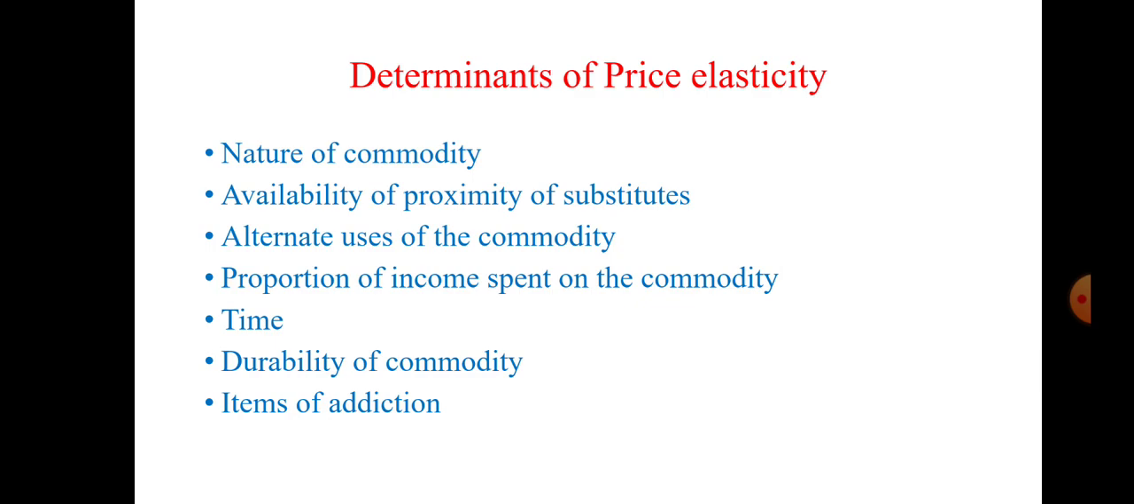And availability or proximity of substitutes: suppose there is a substitute very close to the preferred commodity, and if the price of that is less, then people tend to buy that substitute rather than the preferred, actual one. So these are the determinants which influence the buying behavior or purchasing capacity of a consumer.